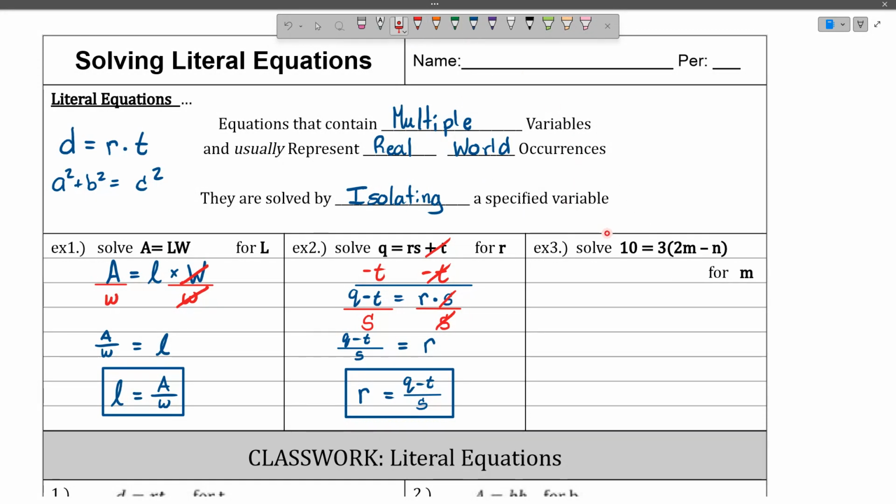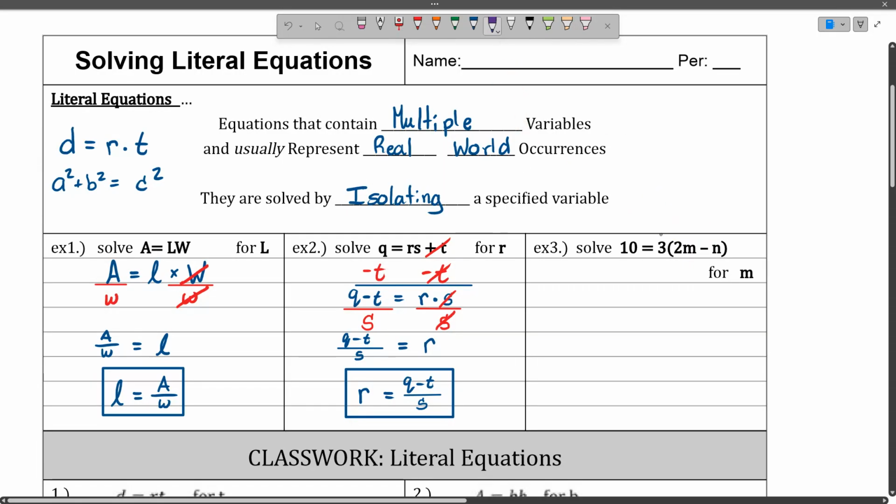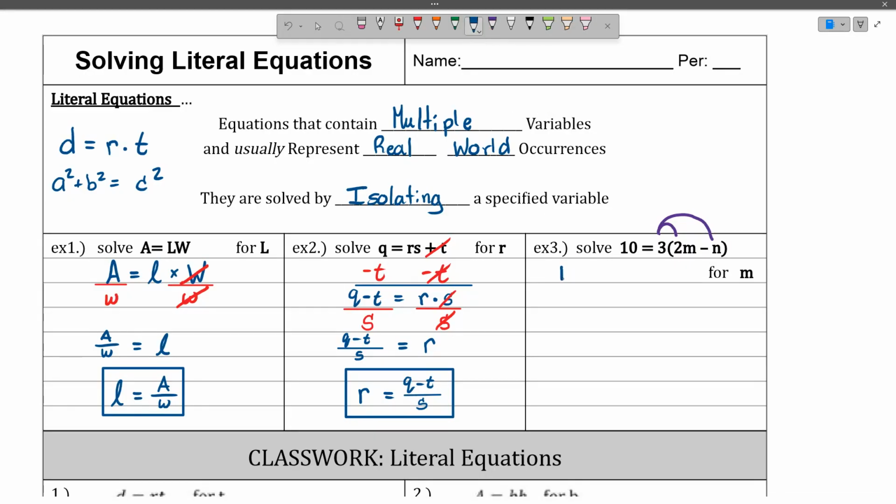Right now, the 10 is isolated, but I want to isolate the m. So that means I need to get rid of a lot of stuff. But I see some parentheses. So before I do anything, my first gut intuition is to simplify my problem. Let's distribute this 3. Distribute the 3 to the 2 and the 3 to the negative n. What do we get? We'll have 10 equals 3 times 2 is 6, so 6m. 3 times negative n is negative 3n.